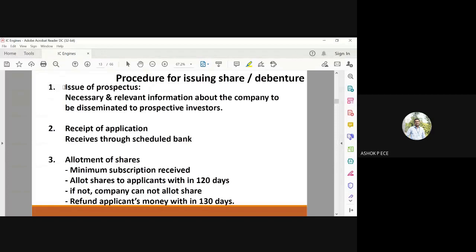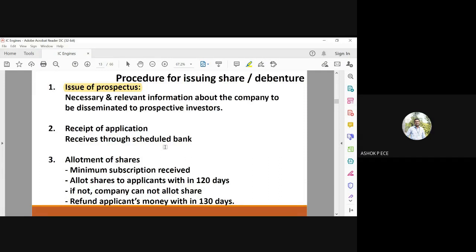First one, you have to issue a notice of issue of prospectus. So you can see in newspapers, you will get an ad that the company is going to issue shares public can buy. You can see very often in the newspapers, the company cannot immediately issue shares. They have to first issue a notification to the investors.